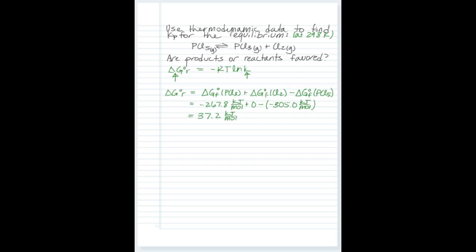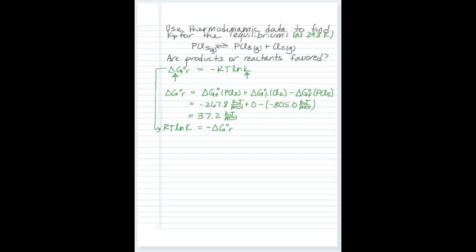Okay, so what do I do with that information? Well, I'm going to plug it into this equation that I have up here. But before I do that, I'm going to do some algebra to isolate K. I'm going to do that symbolically. So first, I'm going to change the sign and switch the side that K is on. So RT ln K is equal to negative delta G of the reaction. That's just an algebraic manipulation.